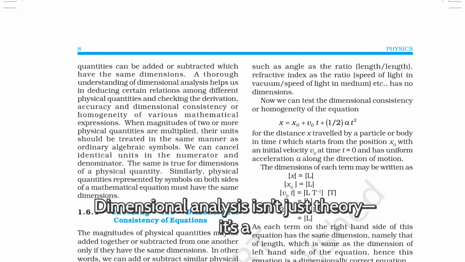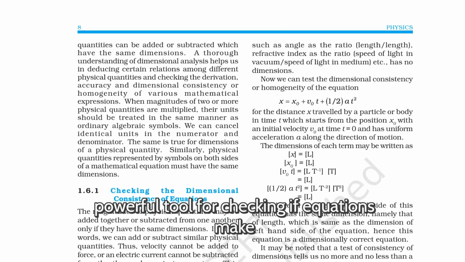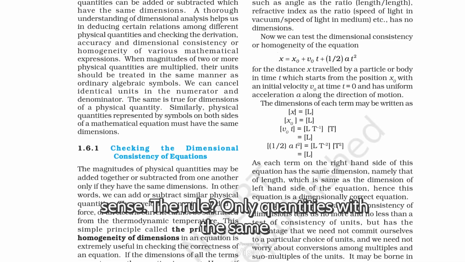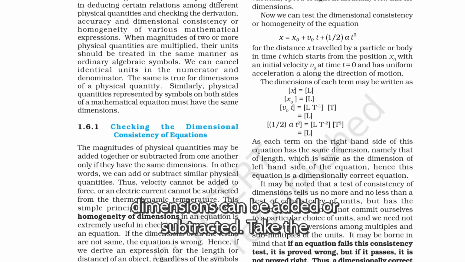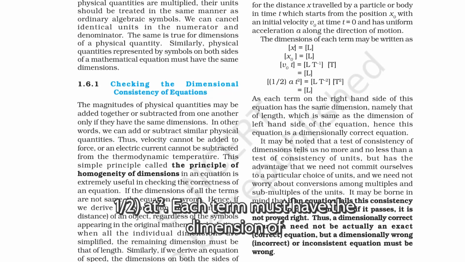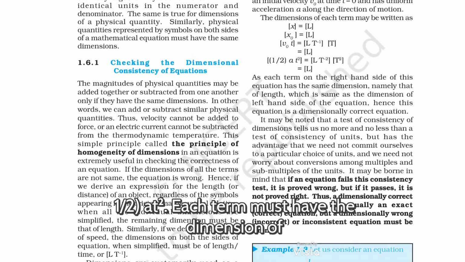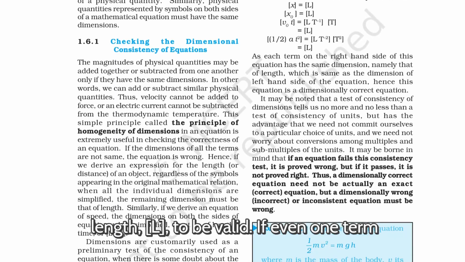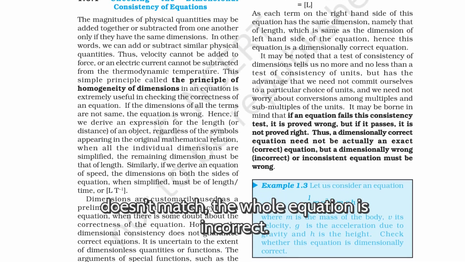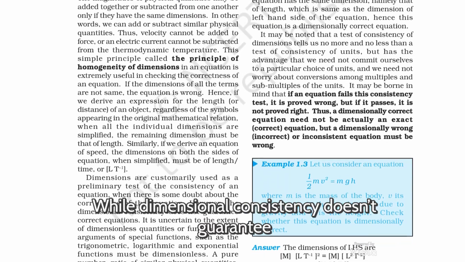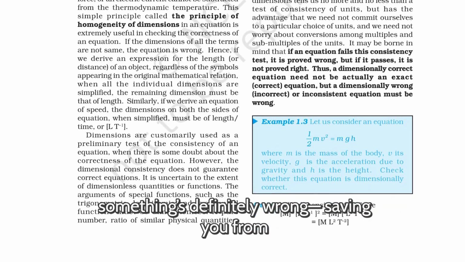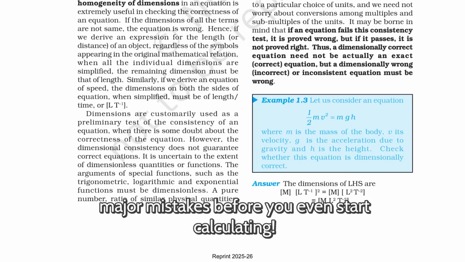Dimensional analysis isn't just theory, it's a powerful tool for checking if equations make sense. The rule? Only quantities with the same dimensions can be added or subtracted. Take the classic equation for distance, x equals x naught plus vt plus 1/2 at squared. Each term must have the dimension of length, L, to be valid. If even one term doesn't match, the whole equation is incorrect. While dimensional consistency doesn't guarantee an equation is right, it quickly reveals if something's definitely wrong, saving you from major mistakes before you even start calculating.